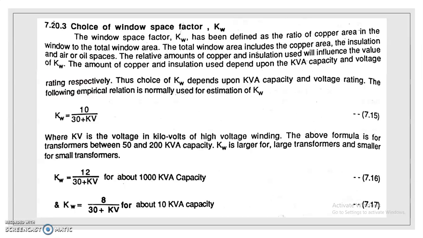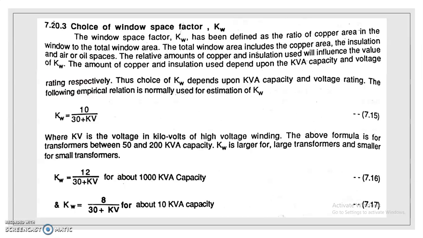We can say that the amount of copper and insulation used depends upon the kVA rating and voltage. Obviously if you are choosing a higher Kw, then higher copper material and higher insulation material will be required. So indirectly copper and insulation also depend on the capacity or the kVA rating and voltage of the transformer. Thus the choice of Kw depends on kVA capacity and voltage rating.